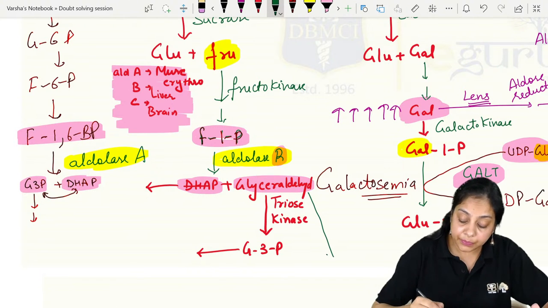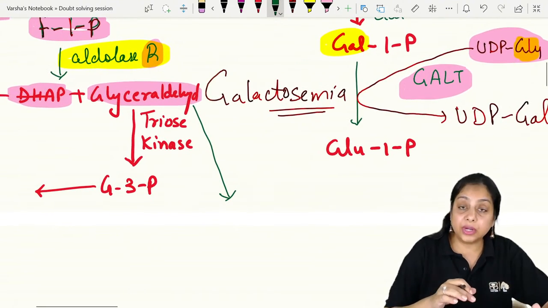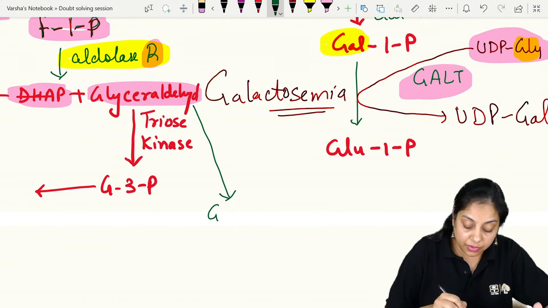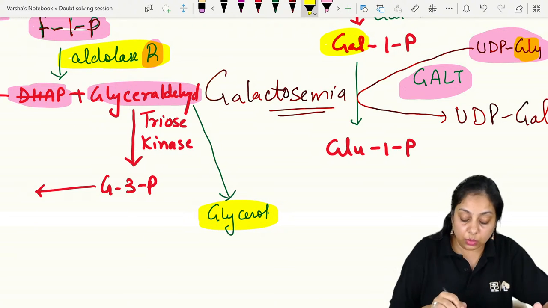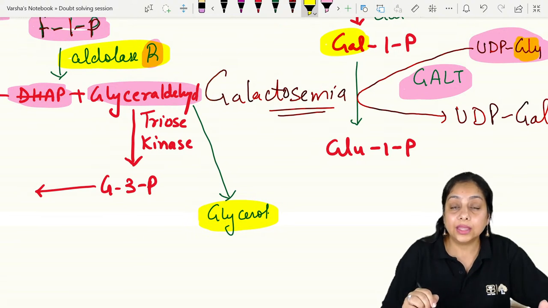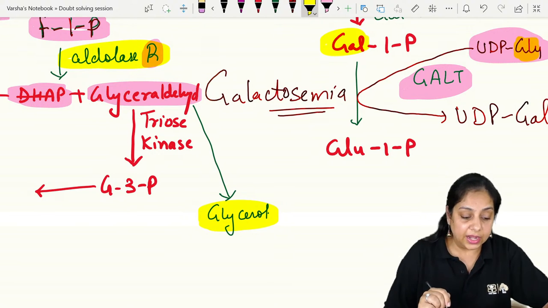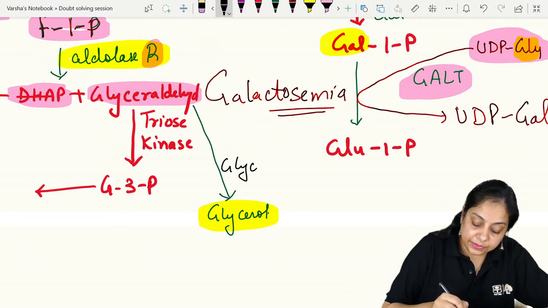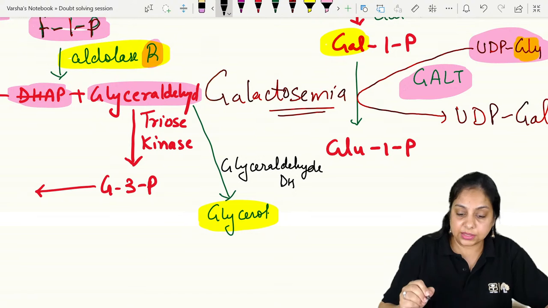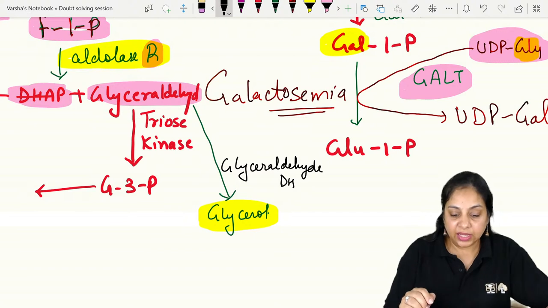That you see in the fatty acid synthesis. This glyceraldehyde that is produced via the fructose can be converted into glycerol. Very important correlation, I'm telling you, hidden correlation, it's a secret. Glyceraldehyde can be converted into glycerol. How can we convert glyceraldehyde into glycerol? Which enzyme is there? There is the enzyme glyceraldehyde dehydrogenase. Perfect. Ronak Patel, very good.